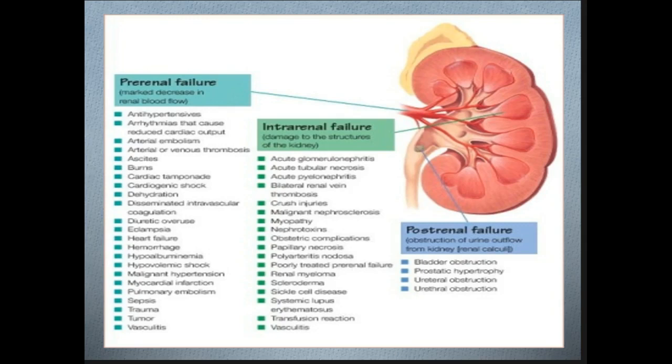When we talk about intrarenal acute kidney injury, it is characterized by acute damage to the renal parenchyma and nephrons. Sepsis, prolonged ischemia, and nephrotoxins are the most common causes of intrinsic, or intrarenal, acute kidney injury. Less commonly, infectious diseases or immunologic disorders can also cause intrarenal failure. In acute glomerulonephritis, glomerular inflammation can reduce renal blood flow and cause acute kidney injury.